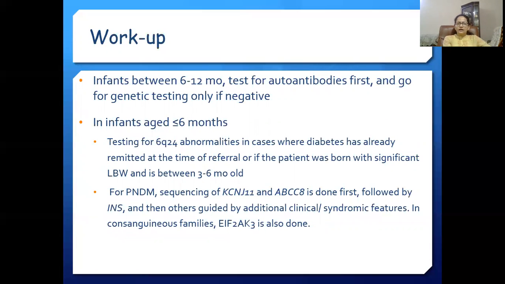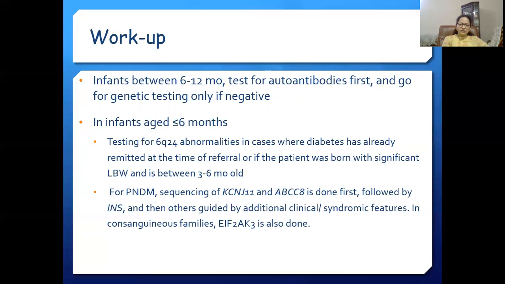Okay. Then a workup. If the infant is aged between 6 to 12 months, then you can test for autoantibodies first and go for genetic testing only if the autoantibodies are negative. This is because the percentage of babies with the monogenic kind of diabetes or neonatal diabetes in this age group is much lower. In infants aged less than 6 months, the strategy can be that you test for 6q24 abnormalities in cases where the diabetes has already remitted at the time of referral, or if the baby was born with significant low birth weight and is between 3 to 6 months old.